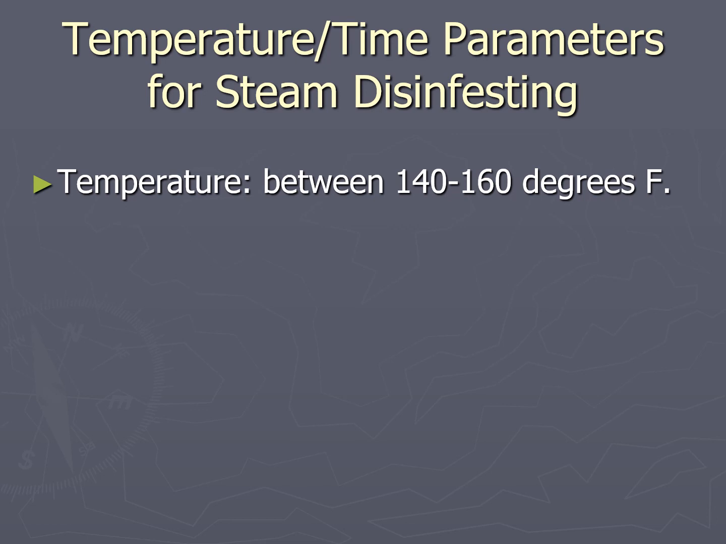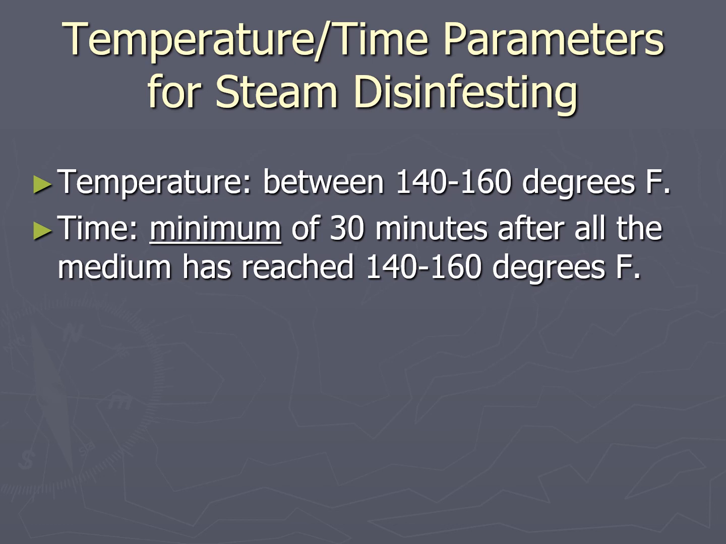All right, so what are the temperature and time parameters for steam disinfestation? So in order for steam disinfestation to be effective, we need to get the temperature of the medium somewhere between 140 to 160 degrees Fahrenheit, and we have to keep the temperature there for a minimum of 30 minutes after all the medium has reached somewhere between 140 to 160 degrees Fahrenheit.